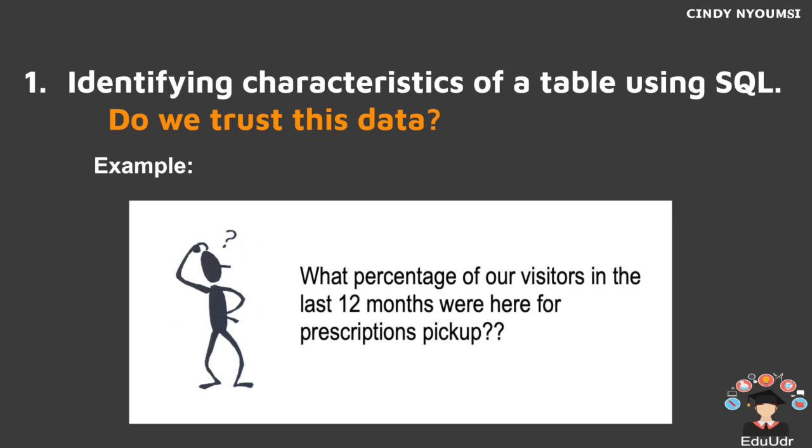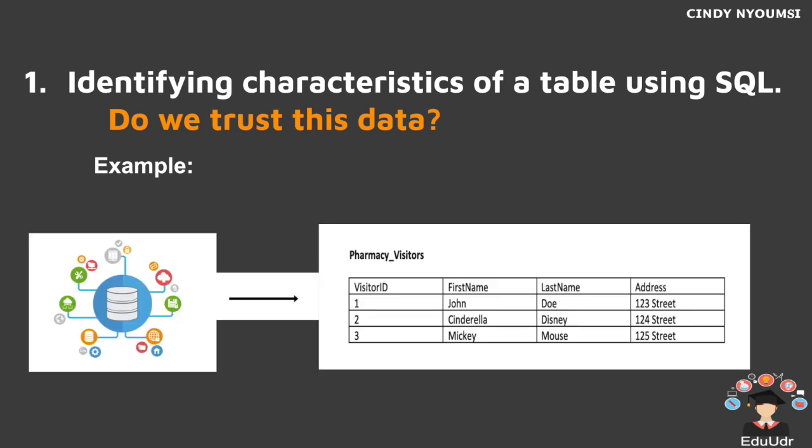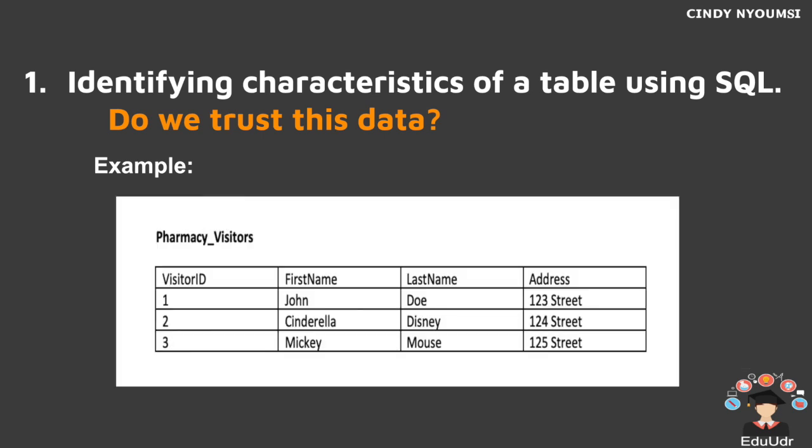Let's say I own a pharmacy and I want to know what percentage of my visitors in the last 12 months were here for prescription pickups. So I go into my database and I find a table titled Pharmacy Visitors. Oh, that sounds like a table that will have data I might need to answer this question. So the first thing I do is to see what kind of data is in this table and if it fits my needs. Taking a closer look at the table, I see it only has information about the visitors, such as their names, address, etc., but not actually what they were there for. This means this table is irrelevant.